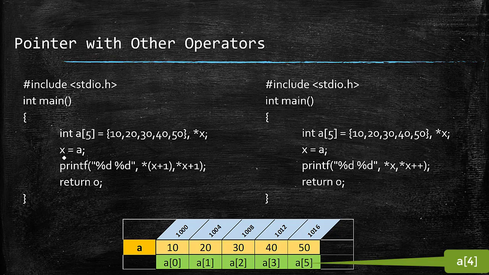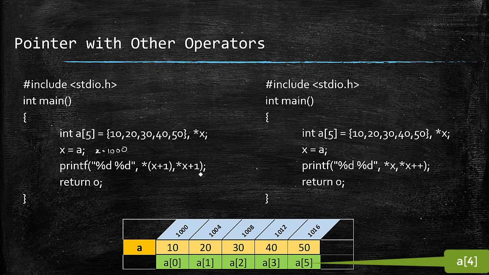If the base address is 1000, then the x value is 1000, because the base address of a one-dimensional array is the address of the A[0] cell. Here the address of the A[0] cell is 1000. Then we are printing *(x + 1) and *x + 1, these two values.